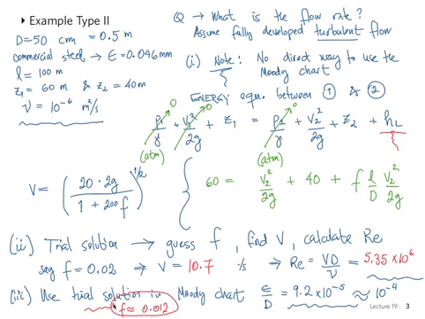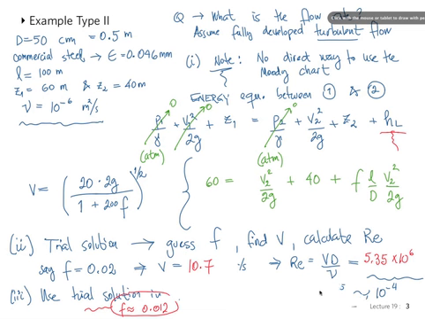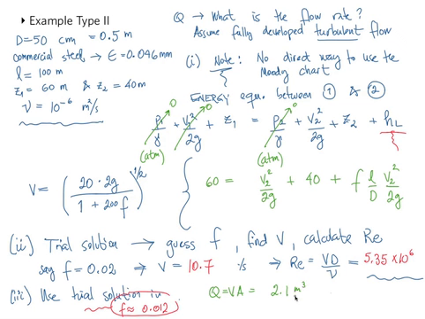So remember there was an extra step which is calculating the flow rate. We need to multiply by the area to get Q. Q equals V times A. Just to finish with our results, Q equals V times A, and that is 10.7 meters per second times pi over 4 times diameter squared, and I get 2.1 meters cubed per second.